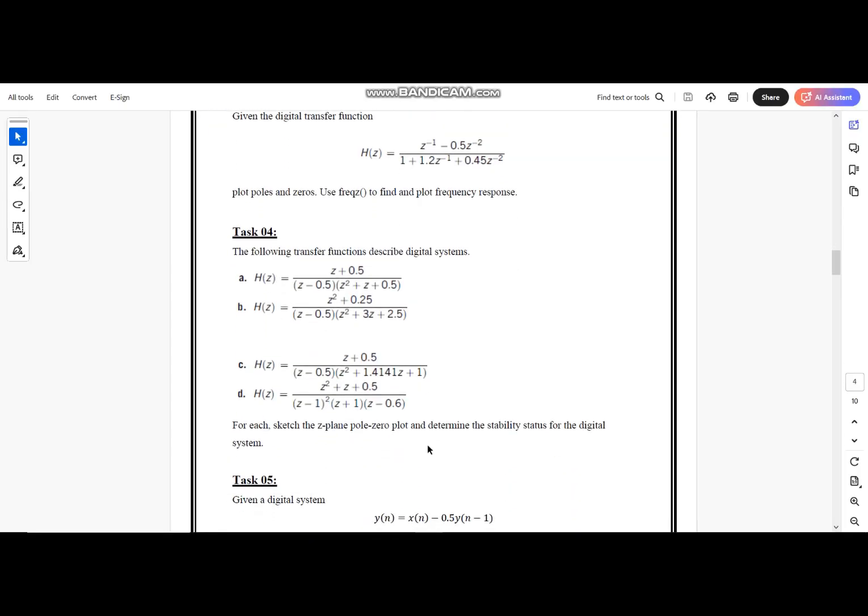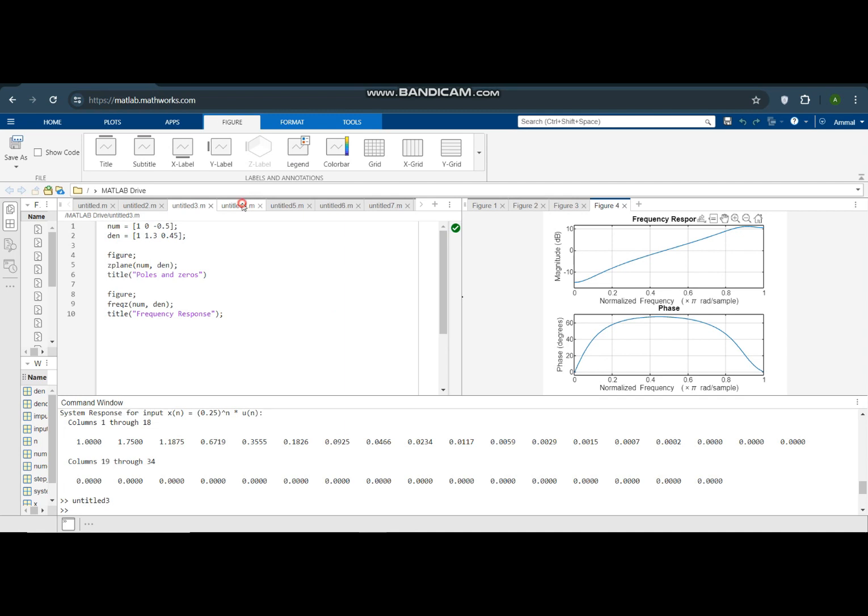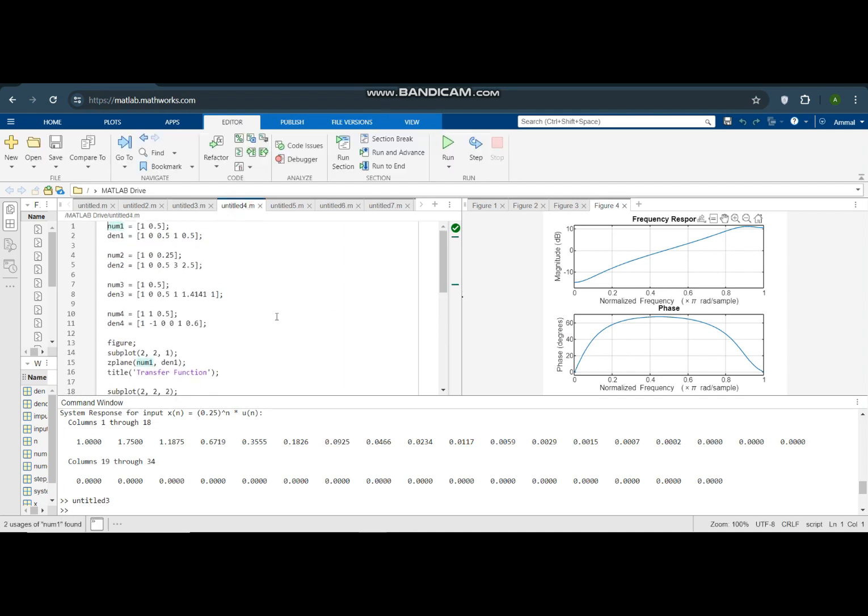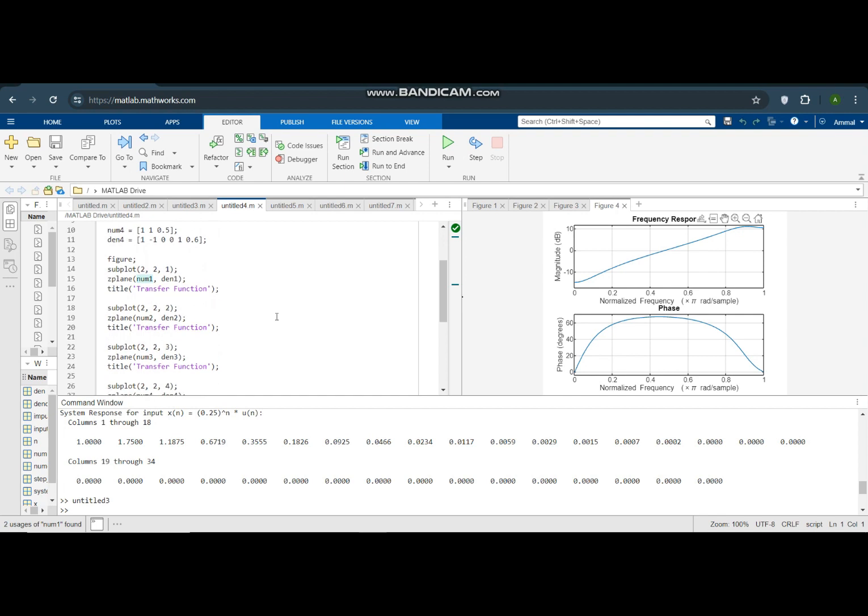Then comes task 4. The following transfer functions describe digital systems. For each, plot the z-plane pole-zero plot and determine the stability status of the digital system. The MATLAB code for this task will be provided here. The numerator and denominator coefficients for the transfer functions are defined for the three transfer functions provided in task 4, and then the zplane plot for the different transfer functions is plotted in the figure.